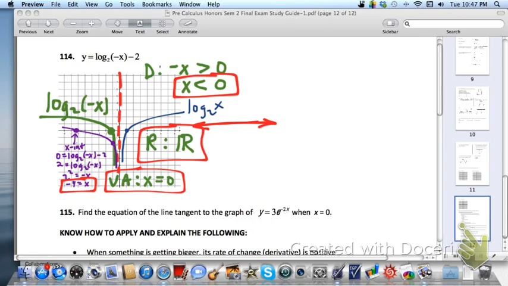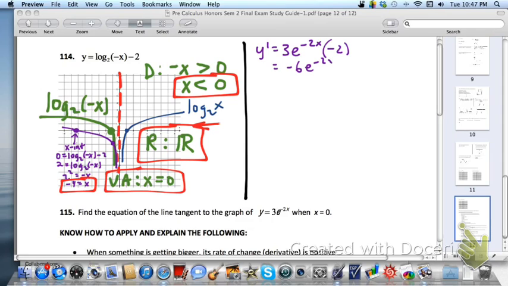Number 115, our final problem on this particular study guide, is find the equation of the line tangent to the graph of this function when x is 0. Well, I'm going to use this empty space out here to do this problem. We need y prime. It's an exponential function, so we get 3 times e to the negative 2x, and we multiply that by the derivative of negative 2x, which is negative 2, which gives us negative 6 e to the negative 2x.